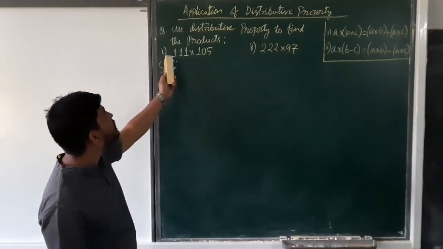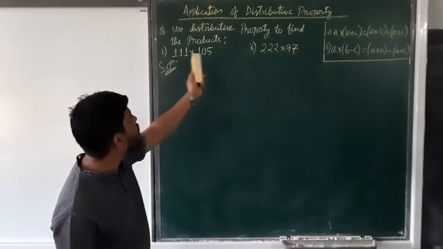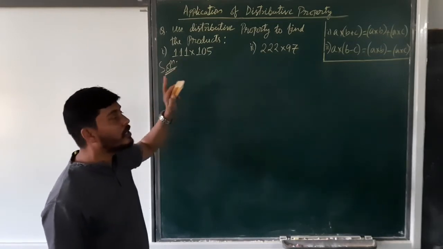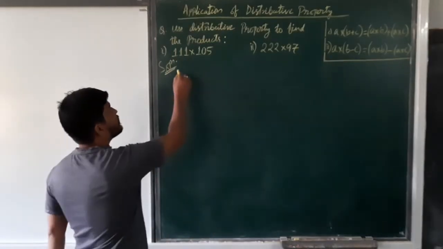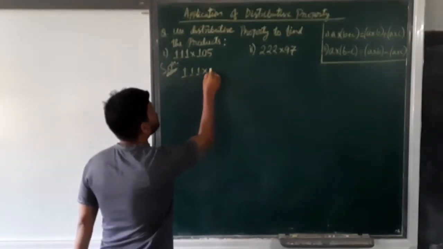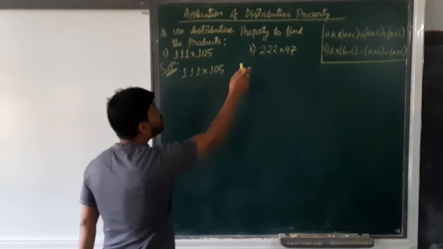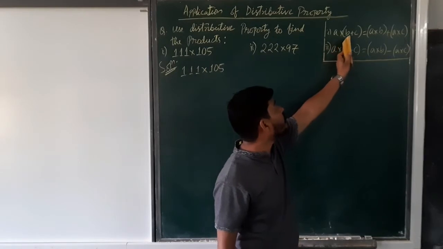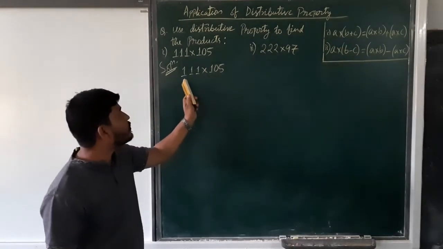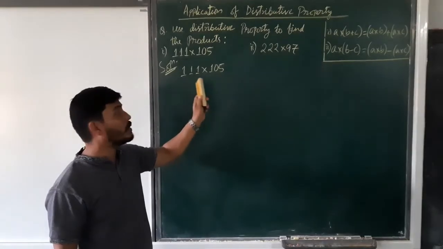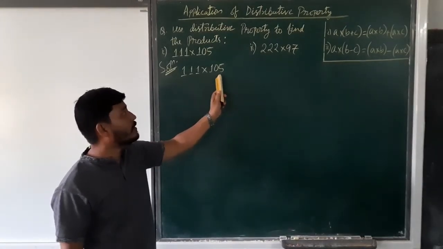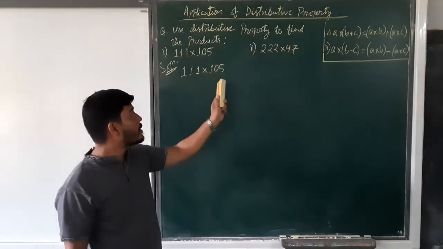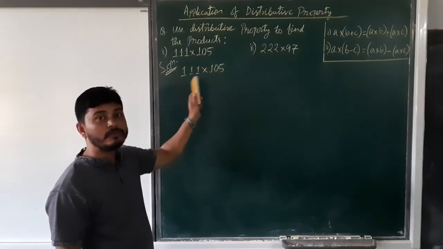Now here the question is, use distributive property to find the products. We have to find the product of 111 and 105 using the distributive property. Now you see here, if we see the property, there are three whole numbers a, b and c, but in the question we are given only two whole numbers, 111 and 105. What about the third whole number?